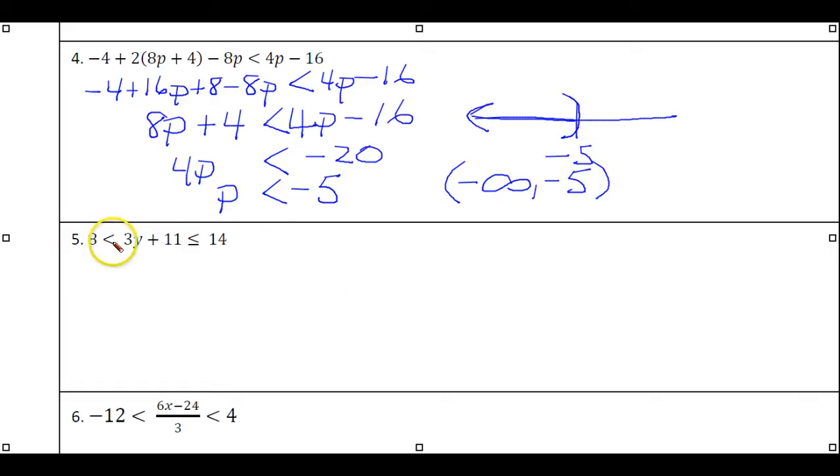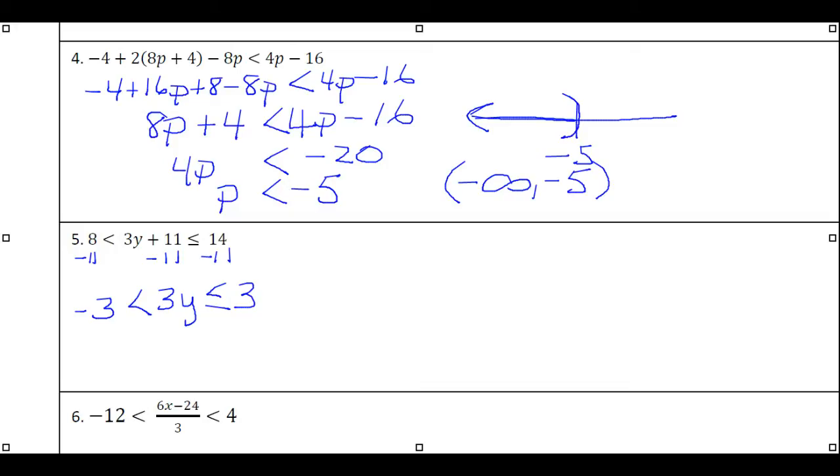Now, in example 5, we have what is called a compound inequality. We have a variable in the center, and we want to isolate that variable. So we're going to subtract, and this is a good way to do it, subtract 11 from there, and from there. So this becomes then a negative 3 is less than 3y. This is a 0, and this is less than or equal to a positive 3.